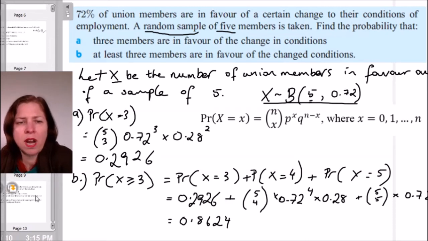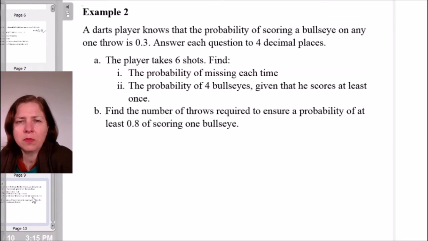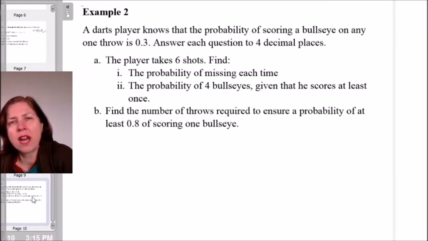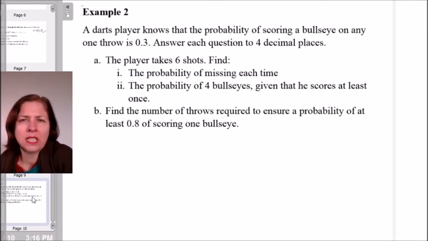Okay, there is one more worked example to look at, so let's go to that now. And this one is slightly different. A darts player knows that the probability of scoring a bullseye on any one throw is 0.3. And we need to answer to 4 decimal places. So the player takes 6 shots. Firstly, find the probability of missing each time. And then secondly, the probability of 4 bullseyes, given that he scores at least once.